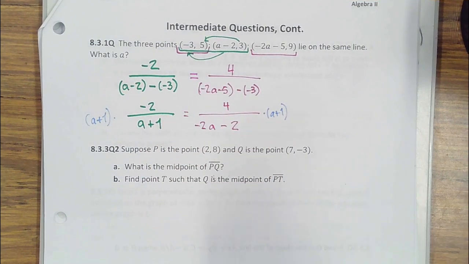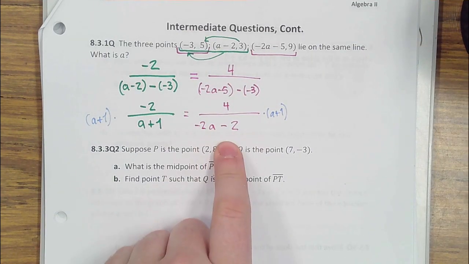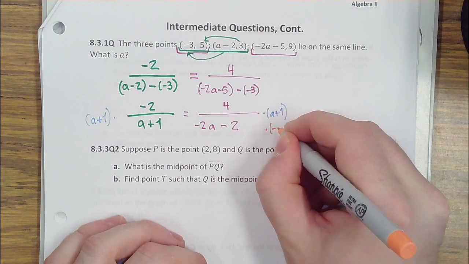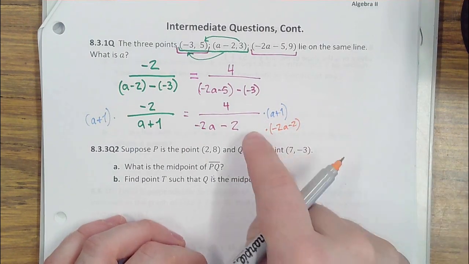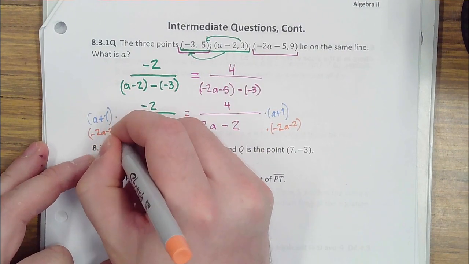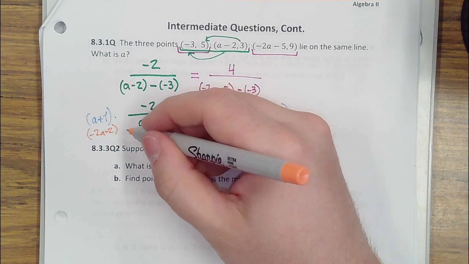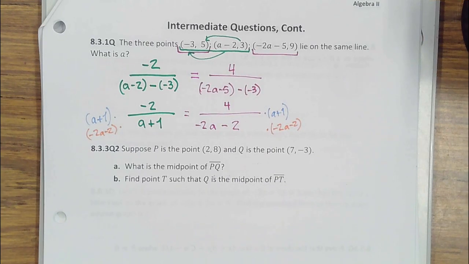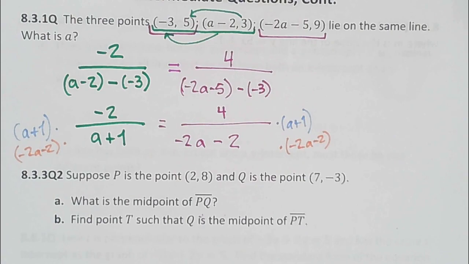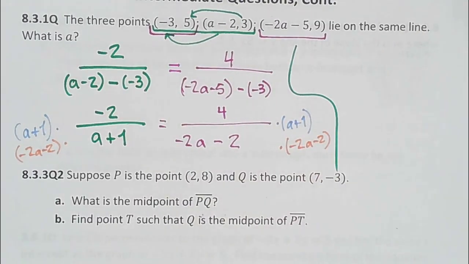I think you know what I'm going to do next. I'm going to times by this to get rid of that bottom, right? I'm also at the same time going to times by -2a minus 2 to get rid of this bottom, right? Of course, I have to do it to both sides, to all terms. So I'm just writing that all at once. That way I can quickly show you the result. So I'll draw a little line over here.